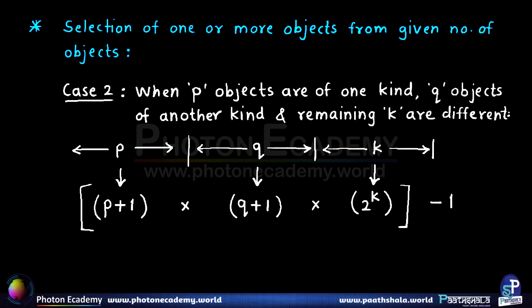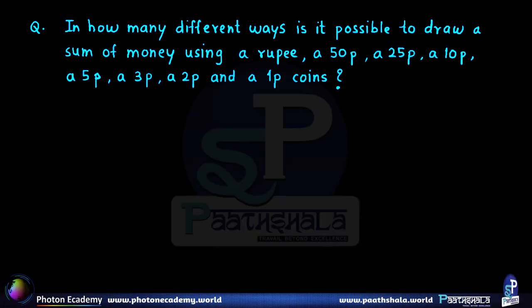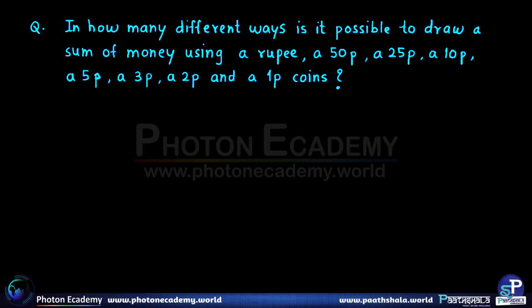Now let's see some of the examples which are based on these concepts. In how many different ways is it possible to draw a sum of money using a rupee and the various coins which are given here, that is 50, 25, 10, 5, 3, 2 and 1 paise. Now if we see, there are 8 types of coins given and all the coins are of different type, that is a different value. So here we may say that n is equal to 8.